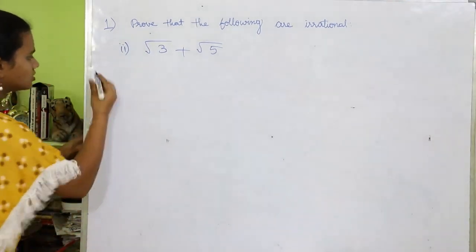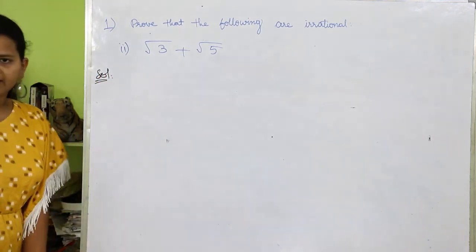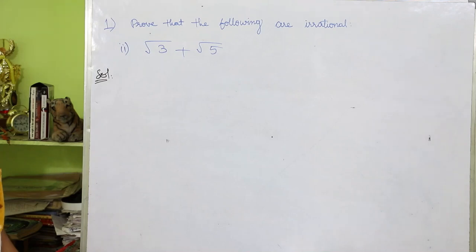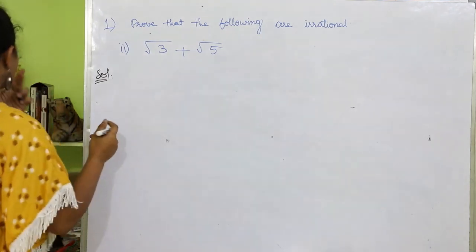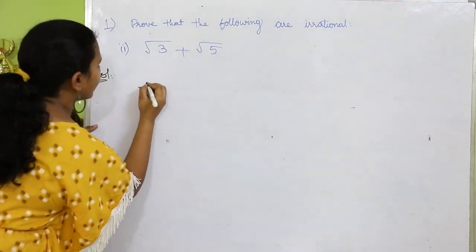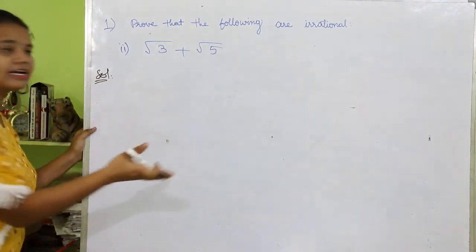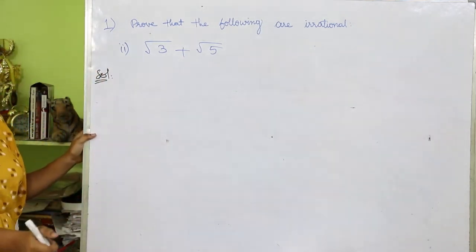So now what would you do to prove it? Solution. Again, let us consider root 3 plus root 5 as a rational number. Let us assume that firstly. So guys, if we cannot prove that root 3 plus root 5 is a rational number, then it definitely would become an irrational number, right?